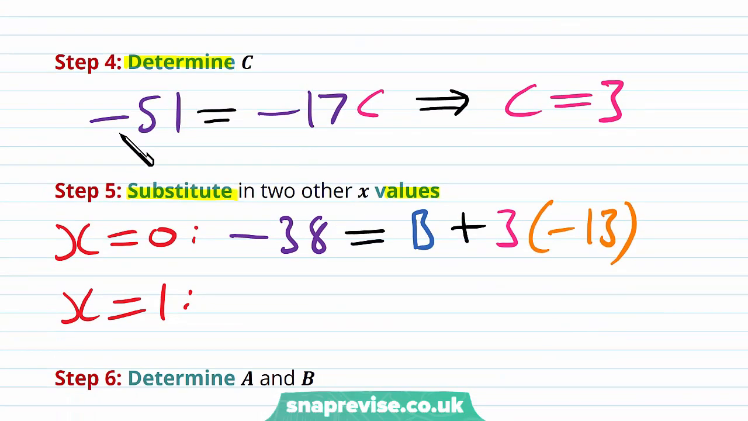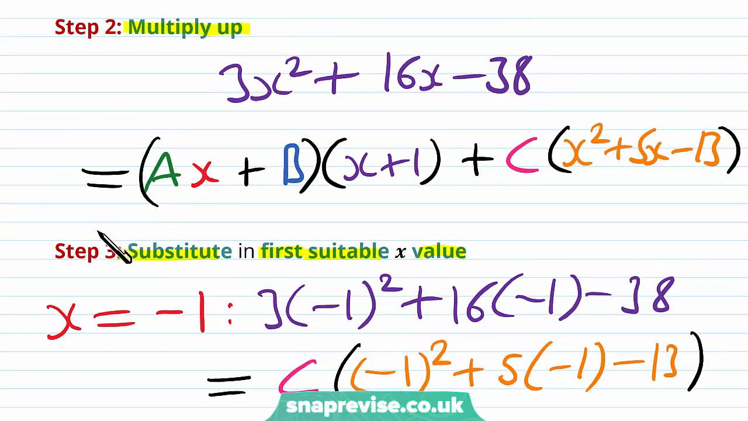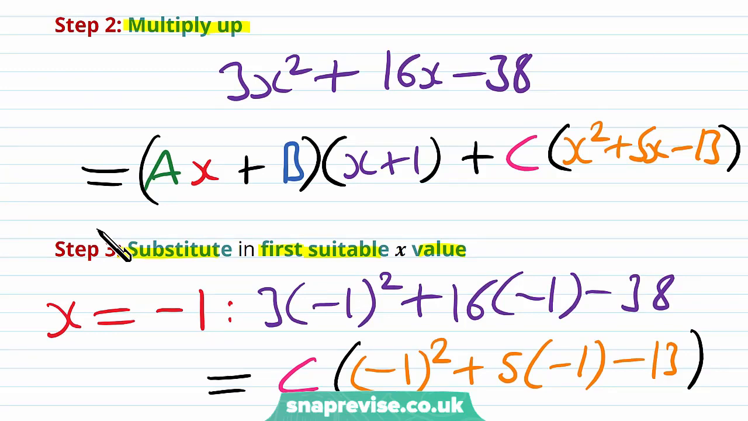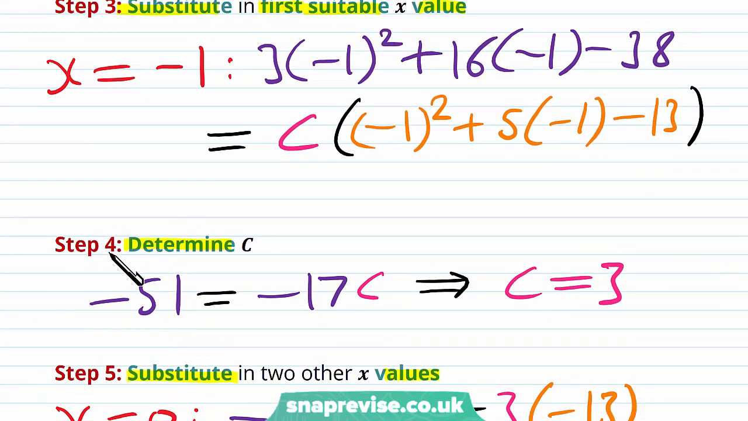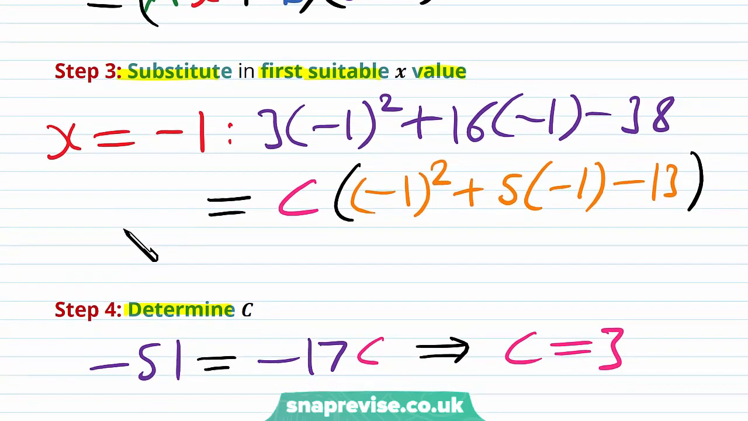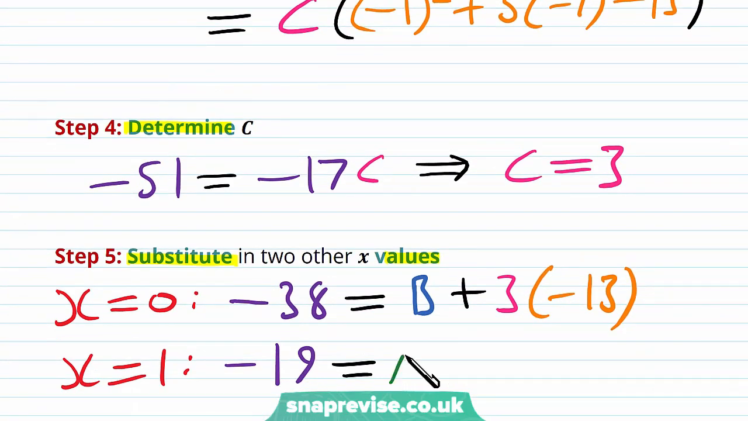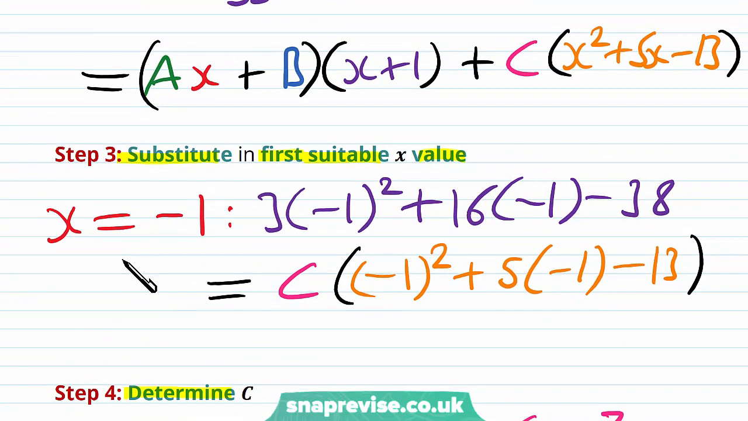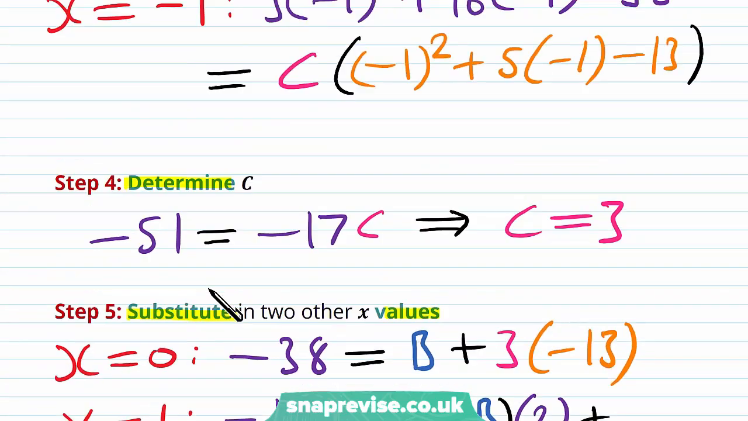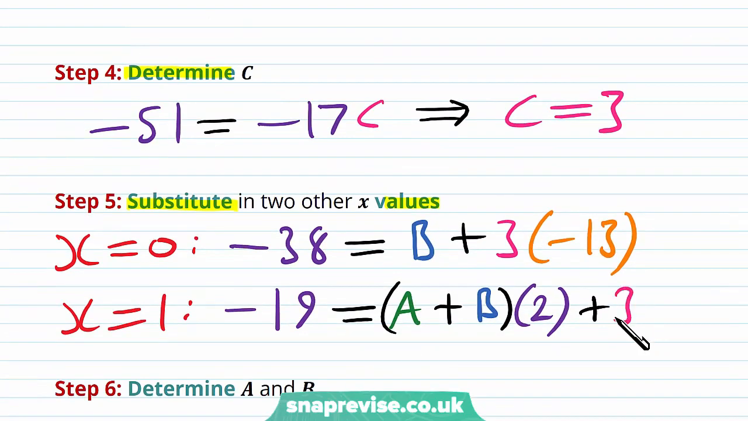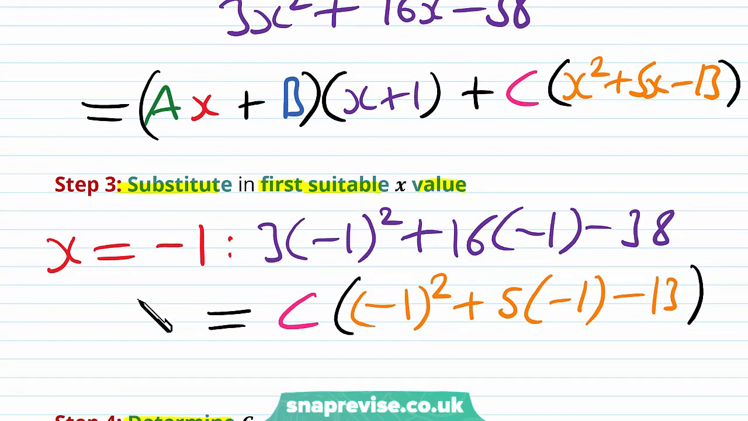x equals 1 is another suitable x value because it's very simple to compute. We have 3 plus 16 minus 38, which is precisely minus 19. And then the right-hand side is going to be a plus b because x is 1. So we have a plus the b, and then we have this multiplied by the x plus 1, so that is precisely 2. And then we have a plus, again we have the c outside, which is the 3. And then we have 1 plus 5 minus 13, which is minus 7.